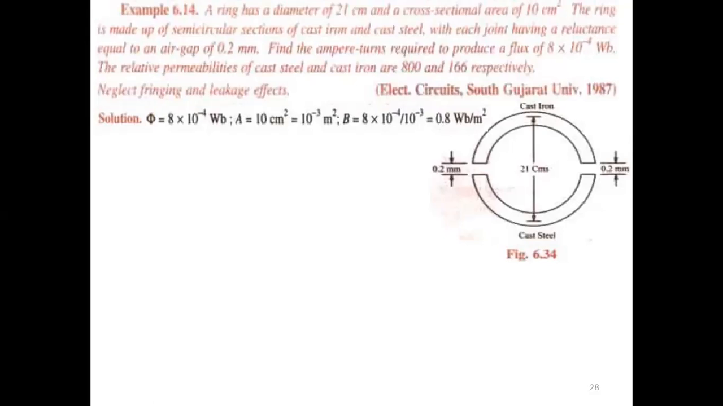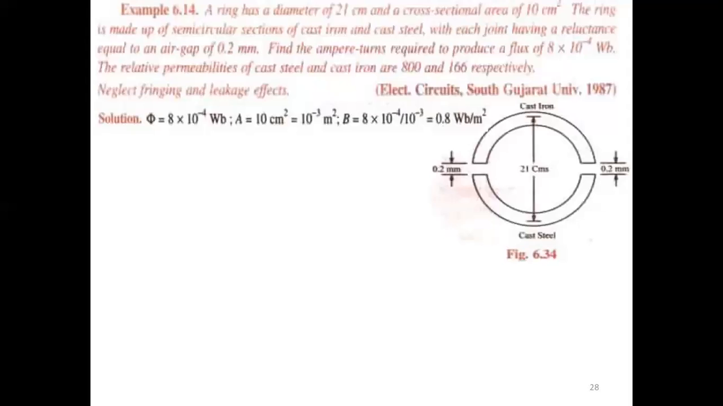H equals B by mu. So B equal to mu H, we know the formula, and we can write H equal to B by mu. Mu is nothing but mu naught mu r. Mu naught is the permeability of free space, and mu r is the relative permeability.